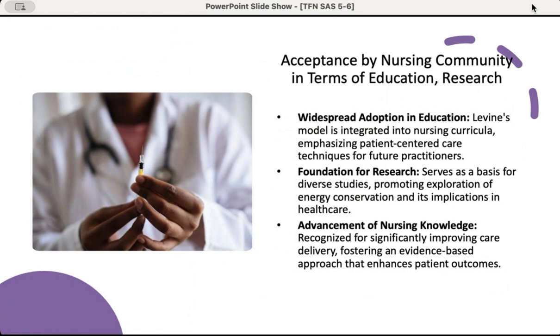So how it is being accepted in the nursing community in terms of education and research, it's actually a widespread adoption in education because the model is integrated into the nursing curriculum, what we are doing right now, a very good example of which is your return demonstration. We also have to consider that it emphasizes patient-centered care to our students, that certain techniques are being utilized for future practitioners or future nurses.